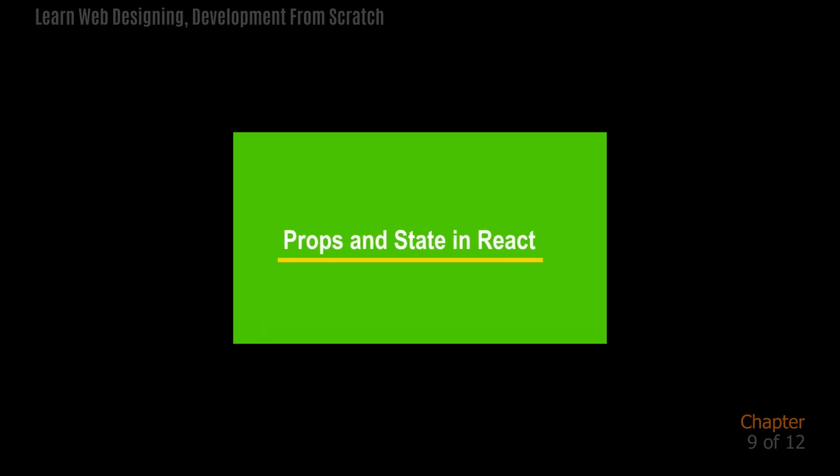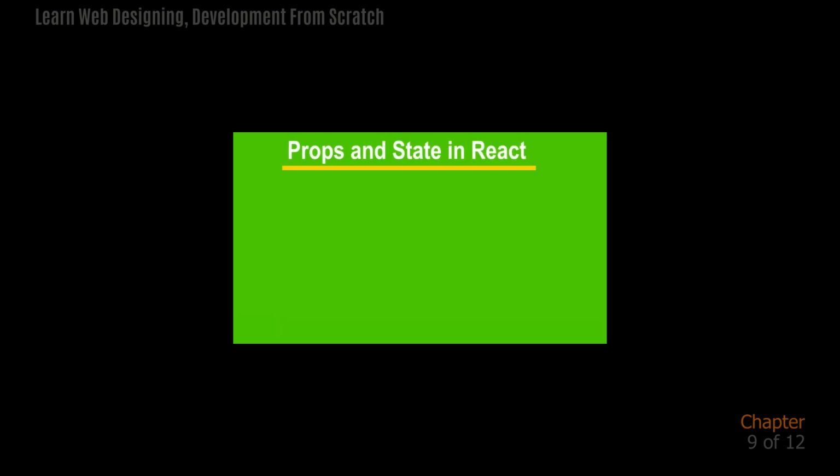In React, managing data flow and user interactions is crucial for building dynamic applications. This is where props and state come into play. Props allow you to pass data from one component to another, enabling you to build modular and reusable components. State, on the other hand, helps you track and manage data that changes over time within a component. Understanding how to effectively use props and state will empower you to create responsive and interactive web applications. Let's explore how these concepts work and how you can use them to manage your app's data and behavior.